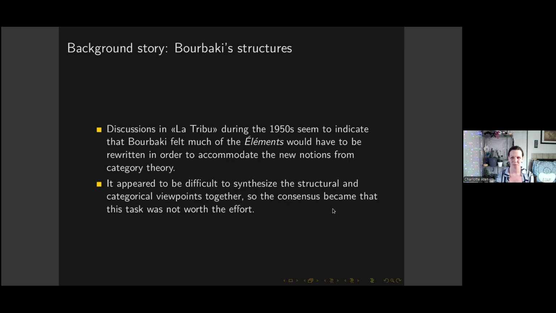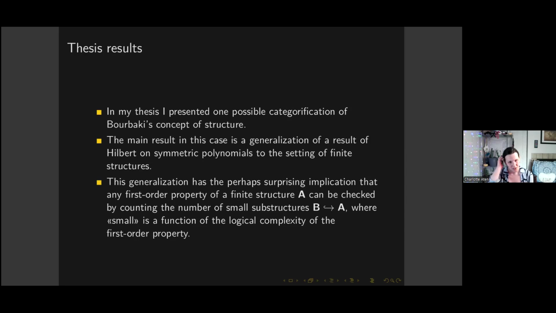That's interesting as well. In my thesis, I presented one possible categorical notion that corresponds to Bourbaki's concept of structure. The main result is a generalization of Hilbert's result on symmetric polynomials, which generalizes to finite structures. The Hilbert result is for just sets: the elementary symmetric polynomials generating the algebra of all polynomials is, in this setting, the result for sets with no additional structure.